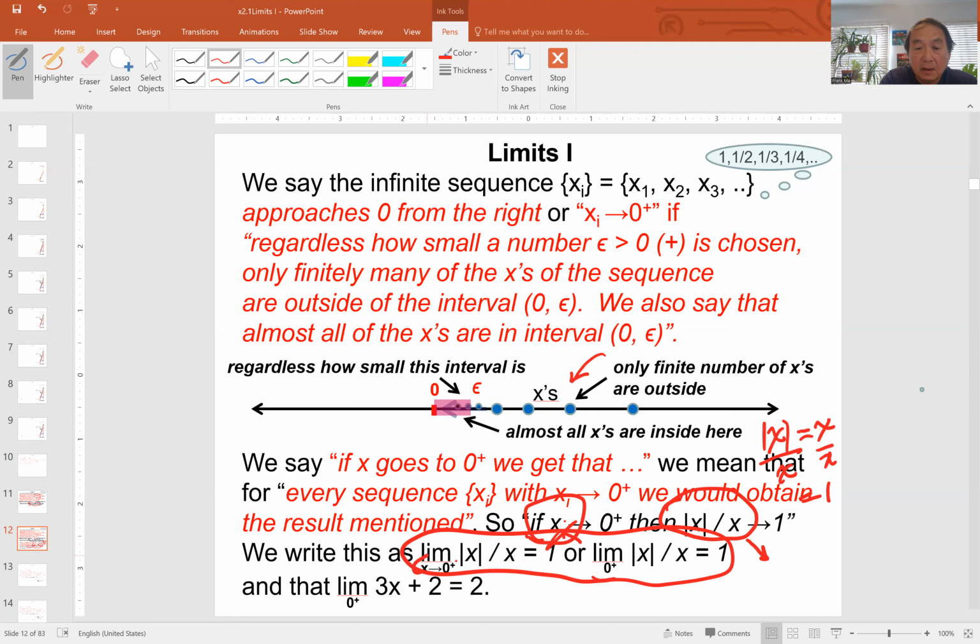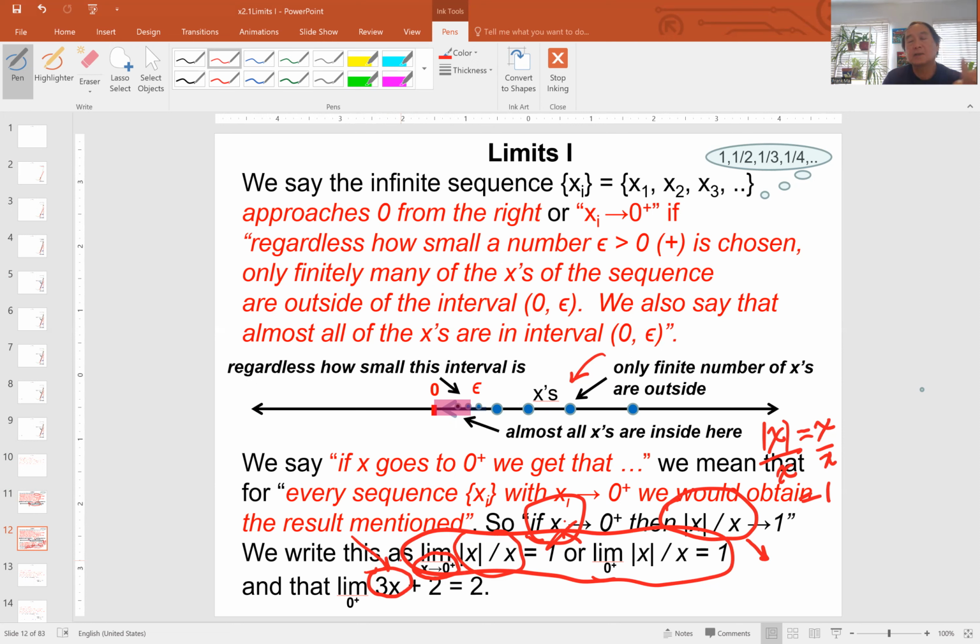As x approaches certain numbers, the formula produces 1. Note this is very important: I cannot plug a 0 into this formula because it's undefined. On the other hand, if I do this to this formula, when x goes to 0 and becomes smaller and smaller, then 3x is 0 plus 2, and you get the limit 2.